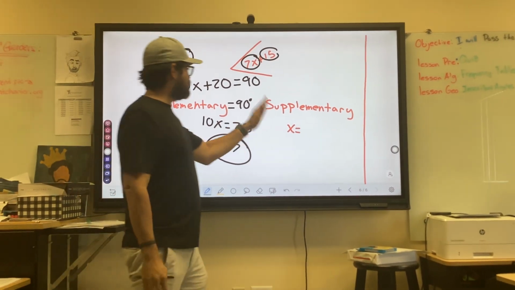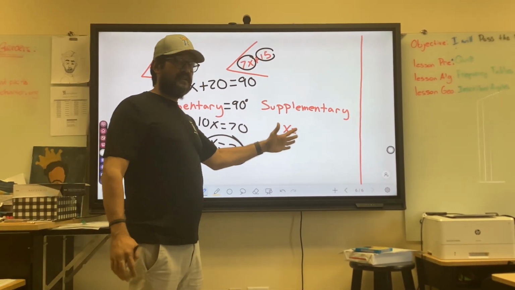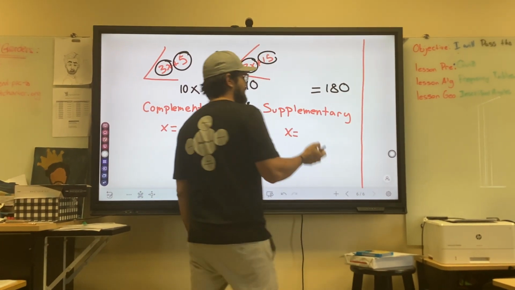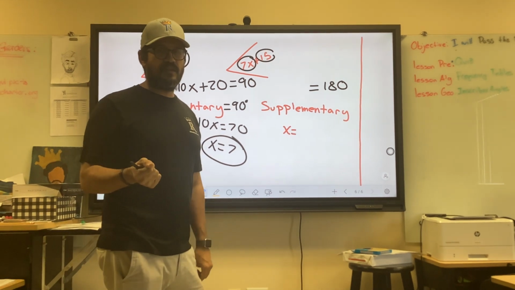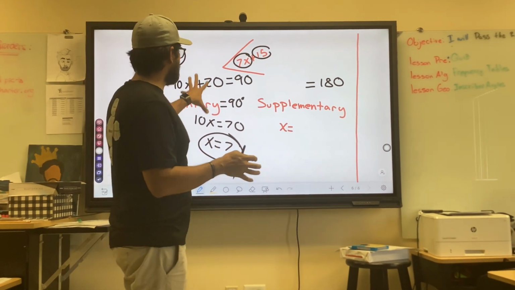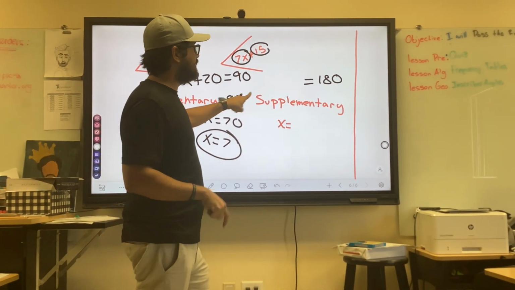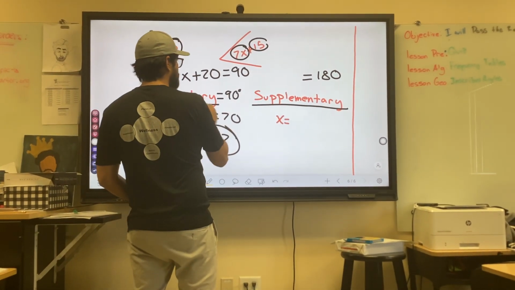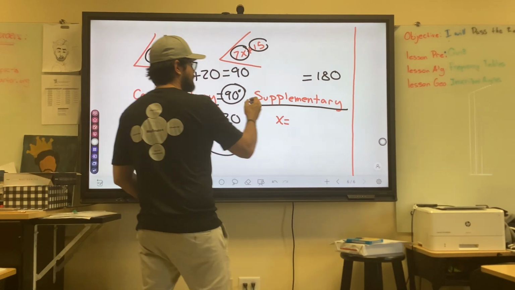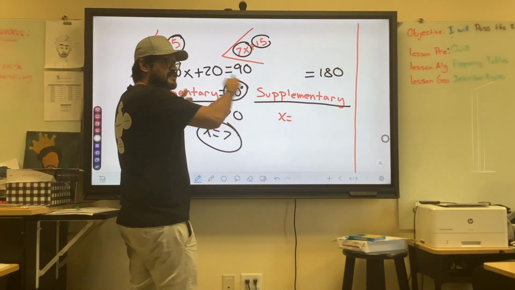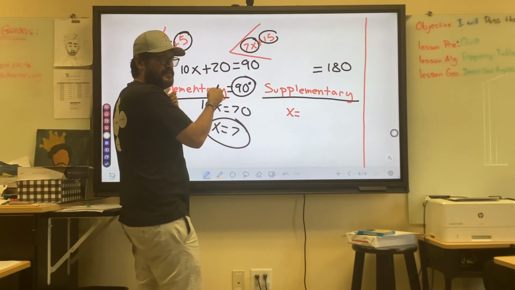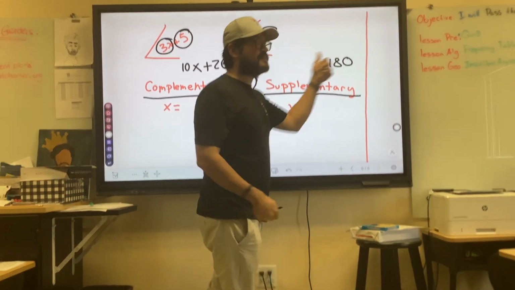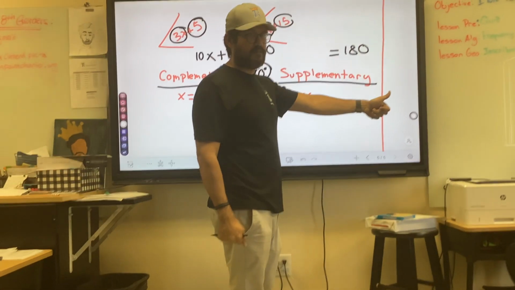Now the only difference between complementary and supplementary is that instead of equaling 90, it would have equaled 180, and then you would have solved the problem just like that. Same exact work, just instead of equaling 90, it equals 180. So supplementary and complementary. Complementary is 90, and supplementary is 180. What comes first? 90. What comes first in the alphabet? Complementary. Supplementary is 180. That comes after 90. Supplementary comes after 90 in the alphabetical order.